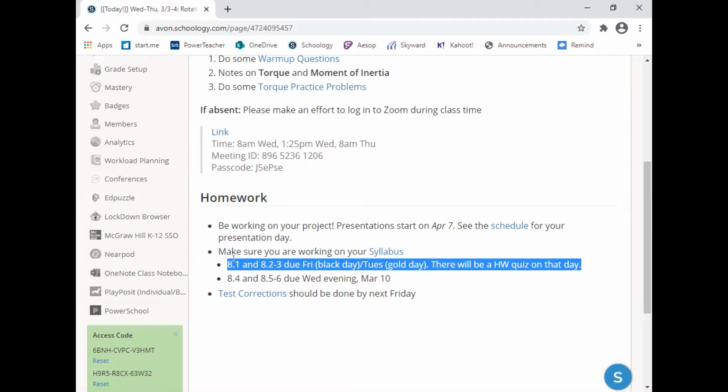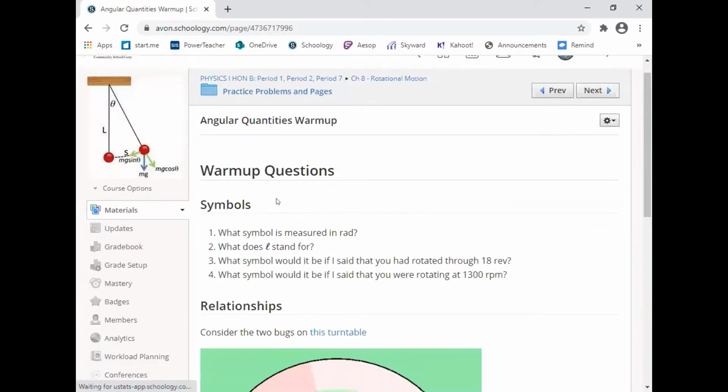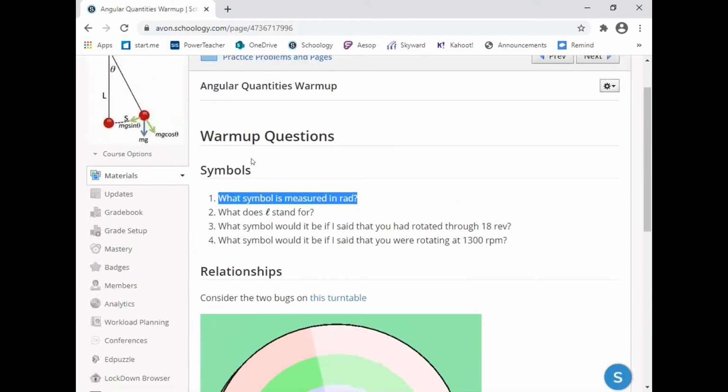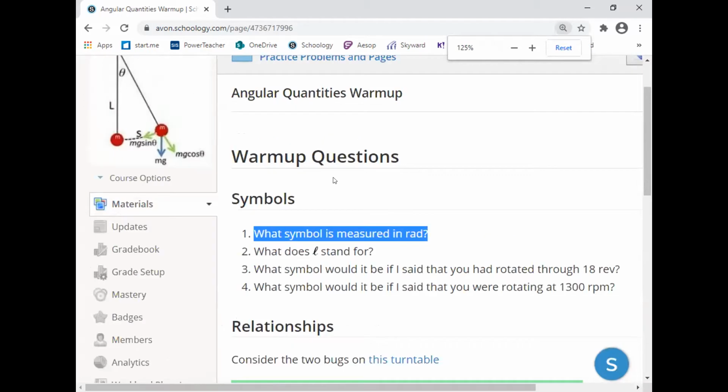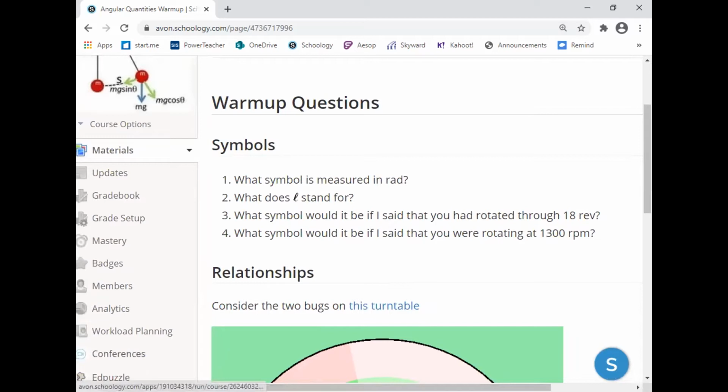Well, let's go ahead and start with some warm-up questions. All right. I got four questions here. I want you to talk to your partner about each of these. First question, what symbol is measured in radians? When I say symbol, I mean on your equation sheet, which symbol? What does that little scripty L stand for? What symbol would it be if I was talking about 18 revolutions? And what symbol would it be if I was talking about 1300 RPMs? So tell your partner what you think about those four.